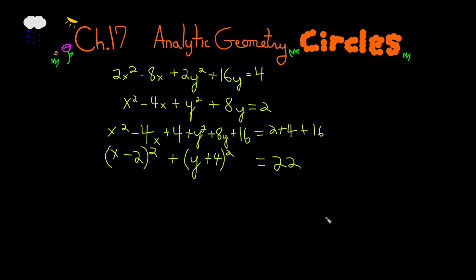Alright, so we found this. Now we need to find the radius. Which number here represents the radius? Well, 22 represents the radius squared. And what is the formula for a circle's area? Pi r squared equals the area. And 22 is r squared. So the area is pi times 22.